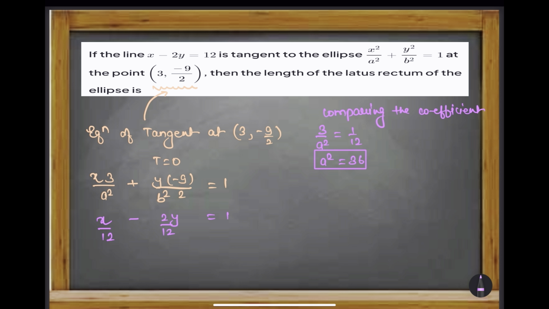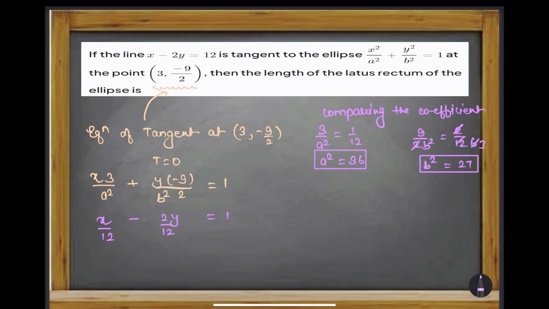Okay, done. Now compare the coefficient of y. 9 by 2 b square equals 1 by, wait, correct, it is 2 by 12. Okay, so can I say that this is 6, this is 3, so b square is equal to 27. So it is a horizontal ellipse.